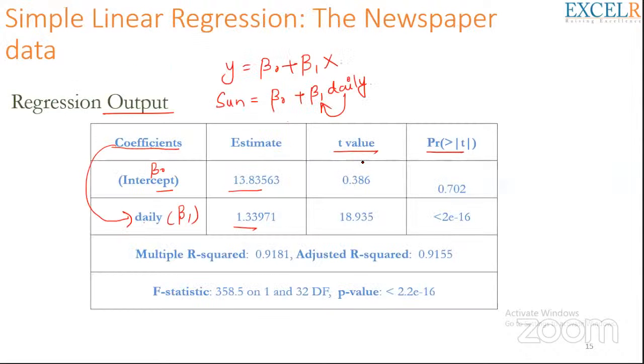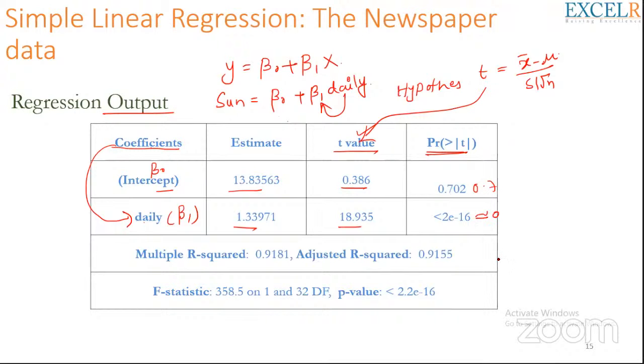So what are these values? The t value and the probability value. The t value is nothing but the same t that we have computed in hypothesis testing. Recall yesterday's discussion. In case of one sample t test, it is x bar minus mu by s by square root of n. That is the same t value that we have got here. So 0.386, 18.935, and the p values we have got here are 0.7 and 2e minus 16. This is almost equal to 0.